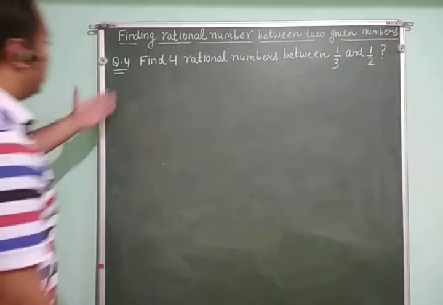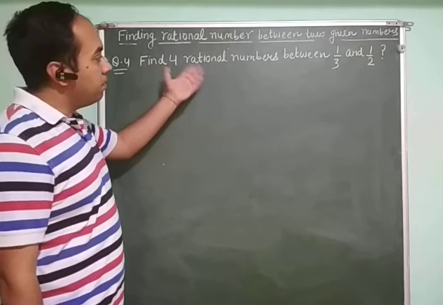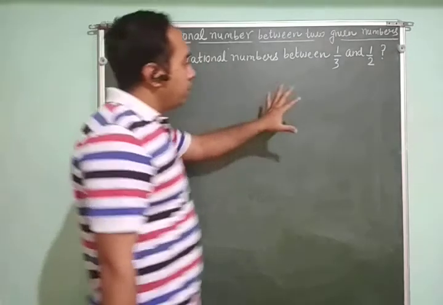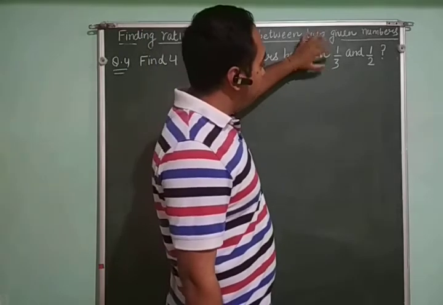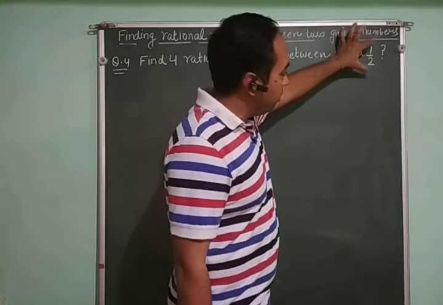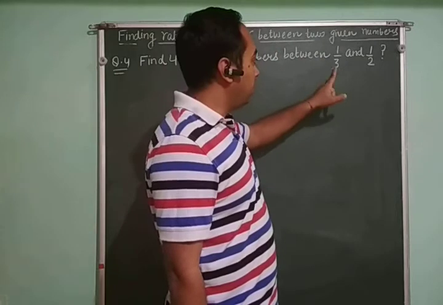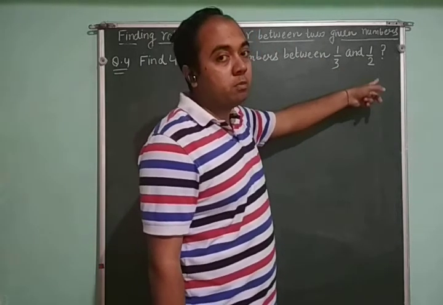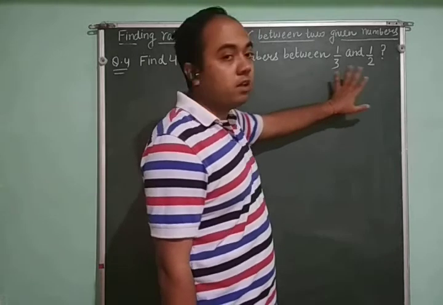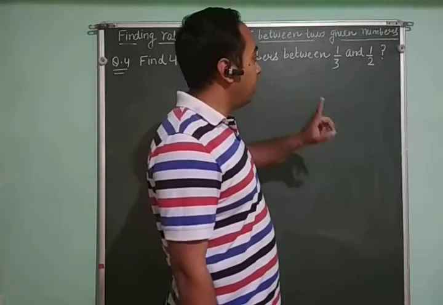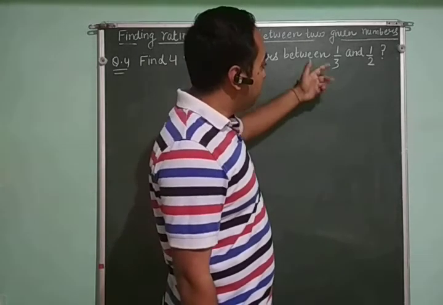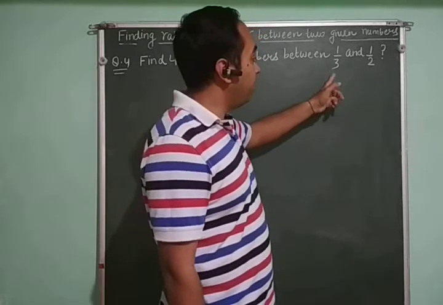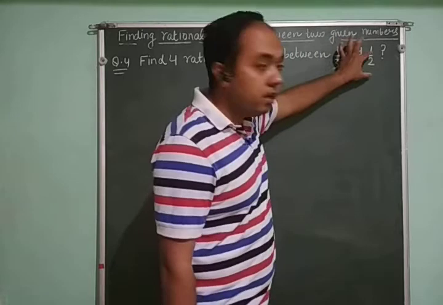Question number 4. Find 4 rational numbers between 1 upon 3 and 1 upon 2. Now over here, there are 2 rationals, 1 upon 3 and 1 upon 2. But this time, you can see that they are not having the same denominators. So our first priority is to make their denominators same. And this can be achieved by taking LCM of 3 and 2.